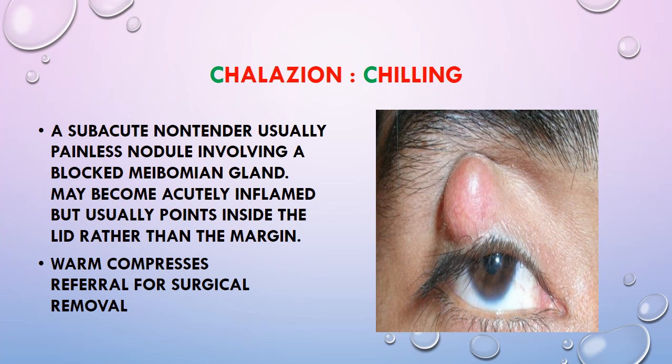Chalazion. C goes with C. Chilling. That means patient will tell you that it does not hurt. So it doesn't matter if it's located at the upper or the lower eyelid, but the difference between chalazion and stye is that chalazion does not hurt. So this is a subacute non-tender, usually painless nodule involving a blocked meibomian gland.